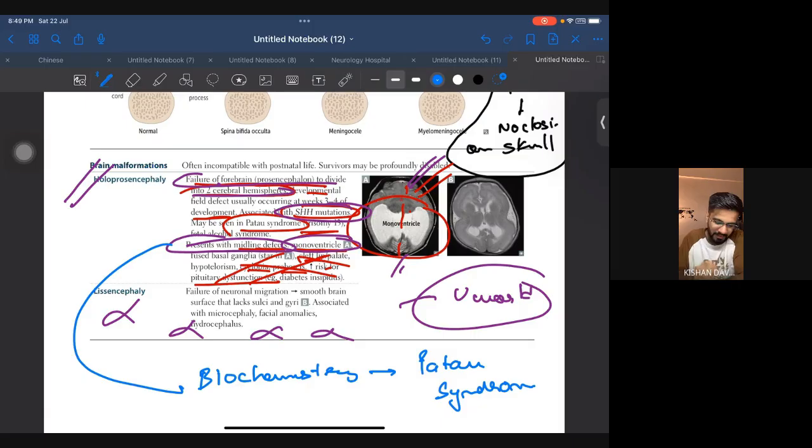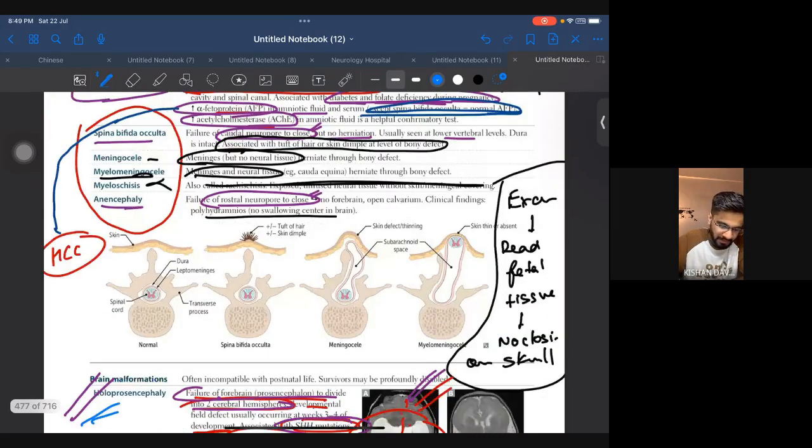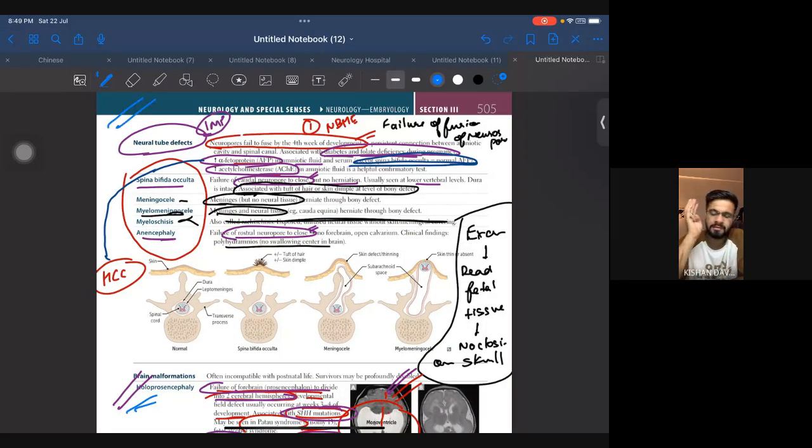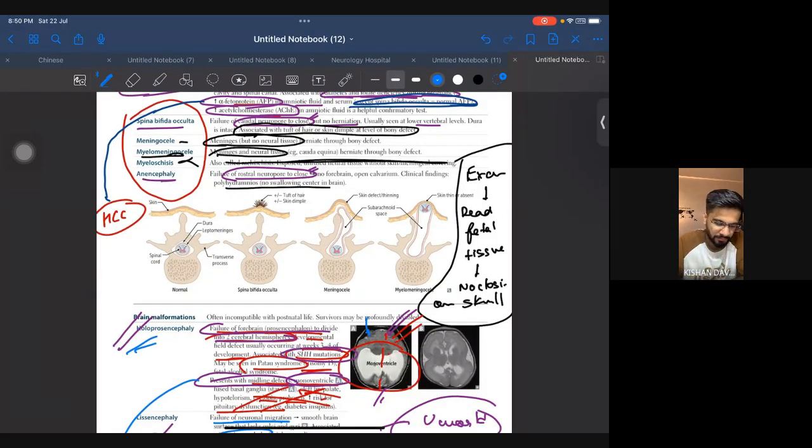Listen carefully, just remember this. In UWorld, they have asked this: failure of neuronal migration is associated with microcephaly. This was asked in UWorld, only one question. Other than that, I have never seen this question anywhere else. Focus on holoprosencephaly. So this page is done. Neural tube defect, clear it yourself, and holoprosencephaly: remember this image and two lines.